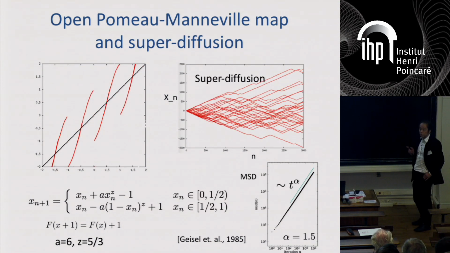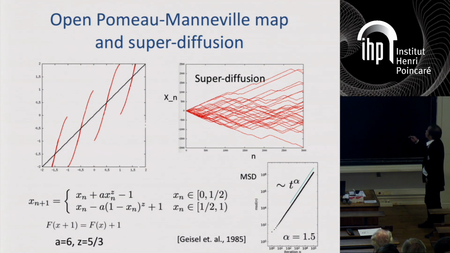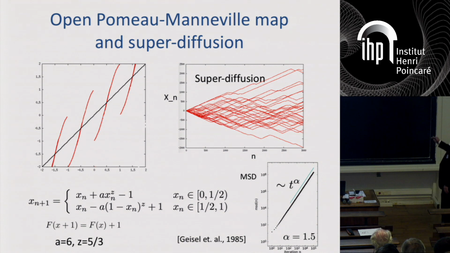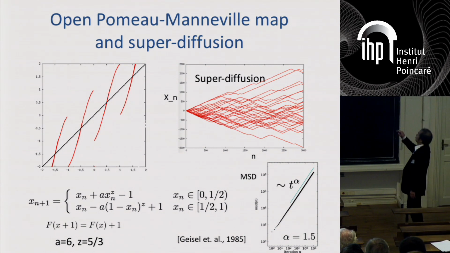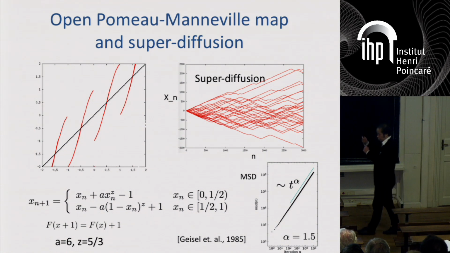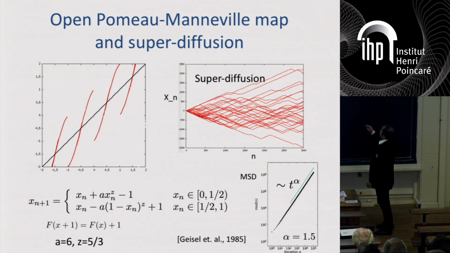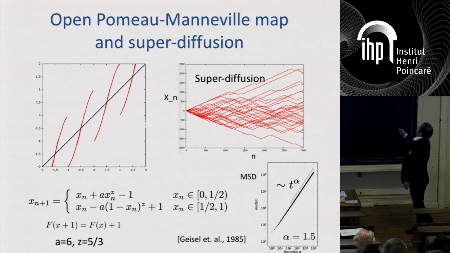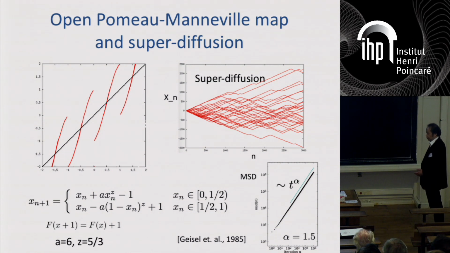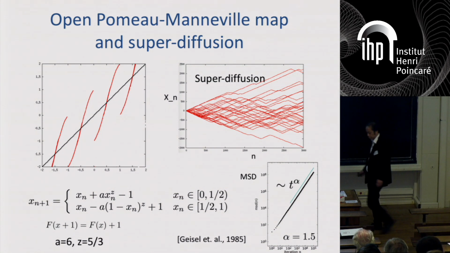We can have super-diffusive dynamics, meaning faster diffusion, by using the same Pomeau-Manneville map. In this case, the behavior is like this. It's almost ballistic, but sometimes we have chaotic trapping, and then again ballistic. So this exponent alpha is more than 1. It's 1.5, for example.